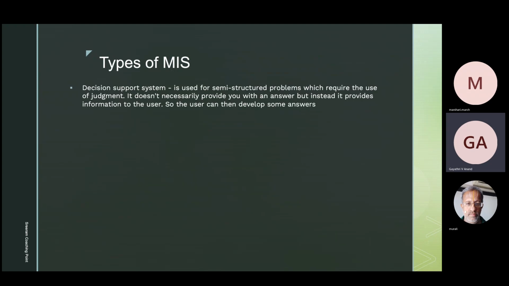Now, the types of MIS. First is the decision support system. The keyword is semi-structured, you need to know. It requires the use of judgment. It doesn't necessarily provide you with an answer, but just aids you. It gives you the information required so that you can develop the answer.